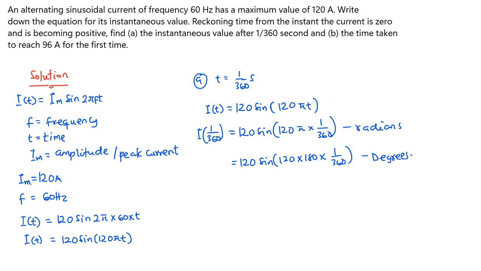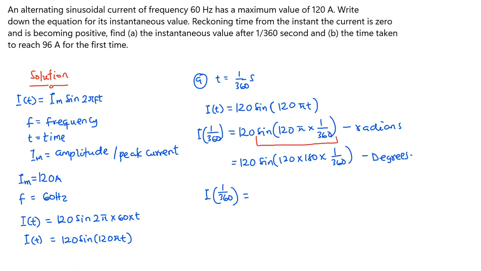So let's continue. I'm still continuing with the radians. So you are going to have the instantaneous current at a time of 1 over 360 seconds to be equal to, let's compute what you have at this side first.